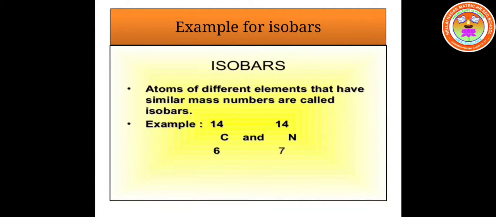Carbon 14 and nitrogen 14 are another set of examples for isobars. Carbon 14 isotope and nitrogen 14 isotope have the same mass number but different atomic numbers. The atomic number for carbon is 6, the atomic number for nitrogen is 7. Though these two elements have different atomic numbers, they have the same mass number, thus they have the same total number of nucleons. So these two isotopes are cited as examples for isobars.